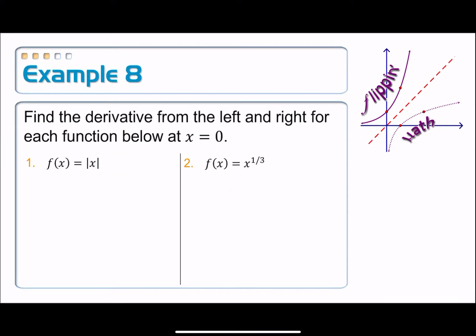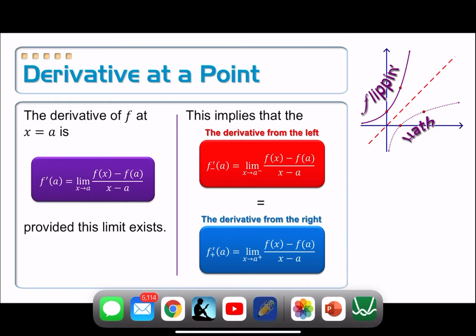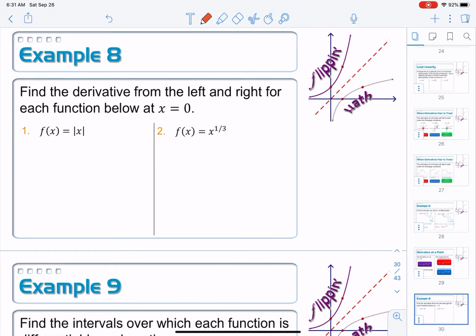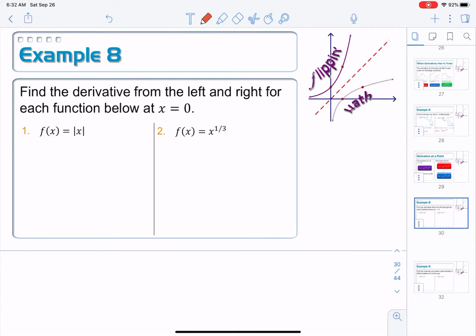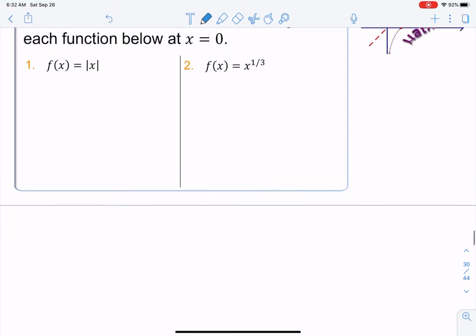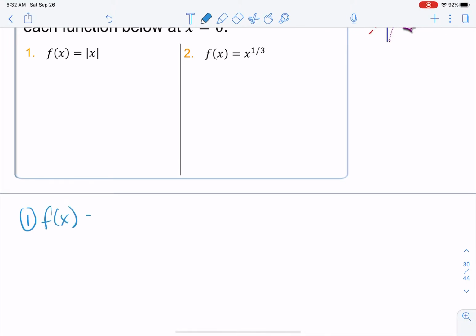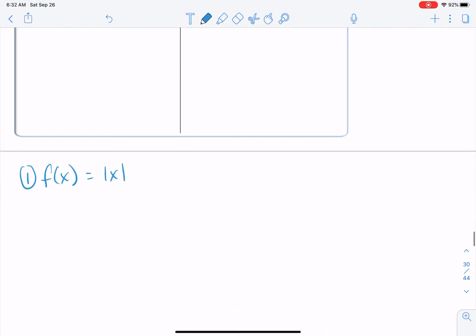So let's take a look here. Example 8: find the derivative from the left and the right for each function below at x equals 0. So we're going to use that alternate limit definition, and we're going to do it from the left side and the right side using those one-sided limits. On the first one, we've got f of x equals the absolute value of x. I'm going to find the derivative, so f prime of 0, from the left and the right.